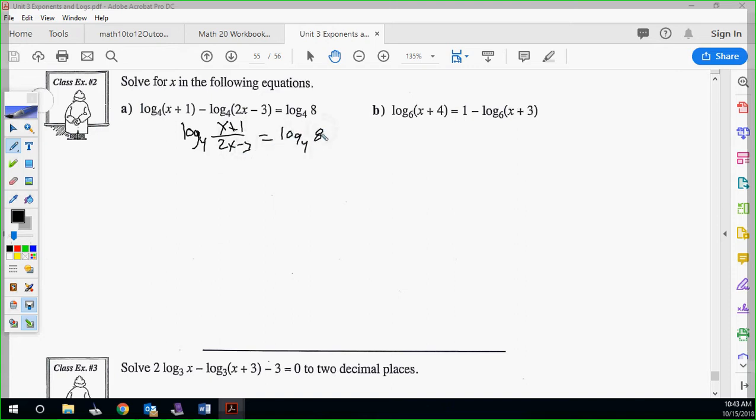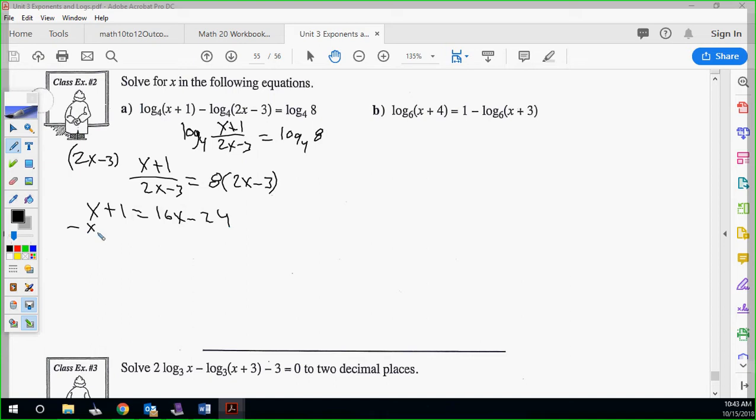Now that we can drop the logs because they're the same, it's going to be x plus 1 over 2x minus 3 equals 8. And now we're going to solve algebra-wise from there. Okay, before I get going on the solving, any questions on that? So we use the quotient rule for logs first. Got our logs to be the same base equal to the same base. We're able to drop the logs, and now we can solve. So 2x minus 3 multiplied to both sides. Let's get rid of the fraction part. So we have x plus 1 equals 16x minus 24.